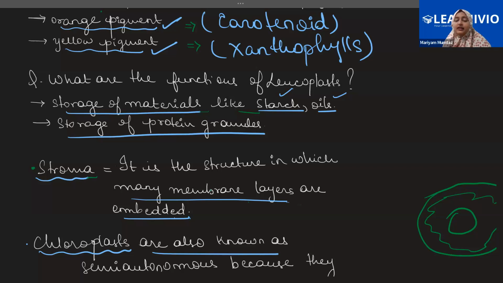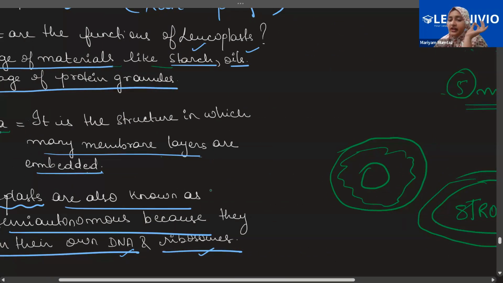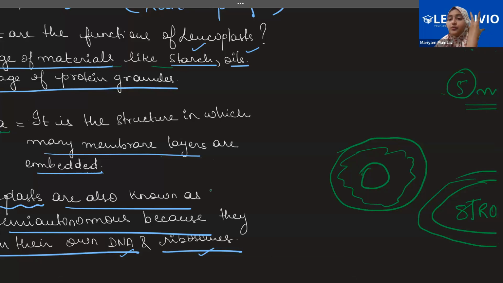And there is a reason. They have their own DNA and they have their own ribosomes. Just like how the DNA is present in the nucleus and the ribosome is present in the cytoplasm. This is for a cell, right? For a cell, the ribosome is present and the DNA is present. Now, what is the function of DNA? DNA does the process of replication. And what is the function of ribosomes? They do the process of protein synthesis.